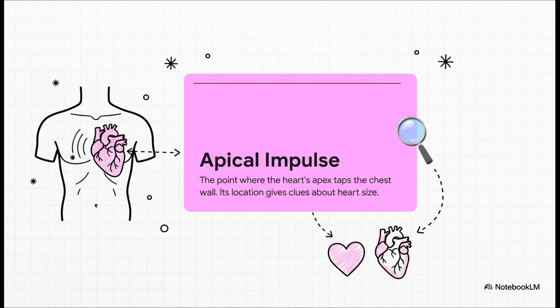So, this apical impulse we keep mentioning, what's the big deal? Well, it's simply the spot where you can best feel the heart beating against the chest wall. And if it's moved from its normal spot, that's a huge clue that the heart might be enlarged. It's a perfect example of how a simple physical finding can point towards some pretty significant pathology.